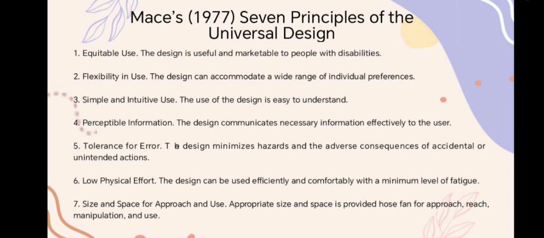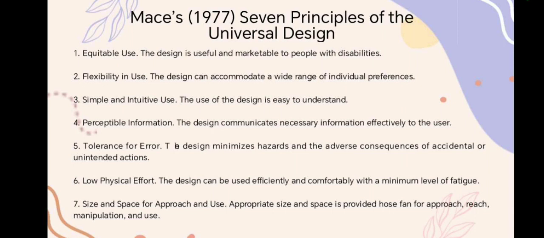The fourth principle is perceptible information. The design communicates necessary information effectively to the user. So this means that the design should clearly communicate all necessary information to the user, no matter their sensory ability or environmental condition. For example, important information might be conveyed through both visual signs and audio cues, so that people with different abilities can understand it.